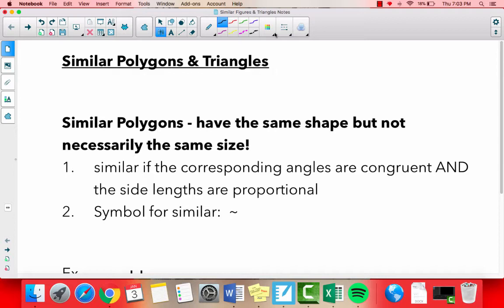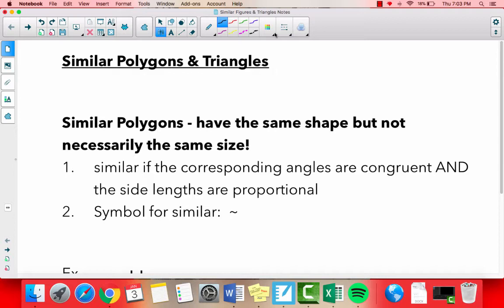And there's two things you want to know about similar polygons. The first one is that in order for figures to be similar, they have to have corresponding angles that are congruent. All right, and then they also have to have side lengths that are proportional. So the matching sides have to have equal ratios.